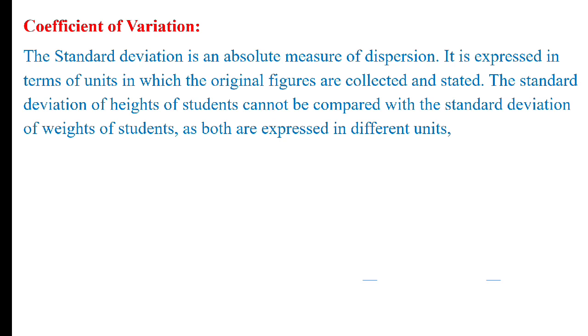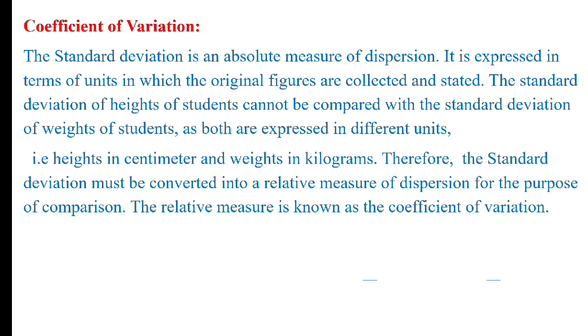Coefficient of variation. The standard deviation is an absolute measure of dispersion. It is expressed in terms of the units in which the original figures are collected and stated. The standard deviation of heights of students cannot be compared with the standard deviation of weights of students, because height is in centimeters and weight is in kilograms. Therefore, standard deviation cannot be converted into a relative measure. Only the same kind of measures can be compared. Therefore, the relative measure is known as the coefficient of variation.